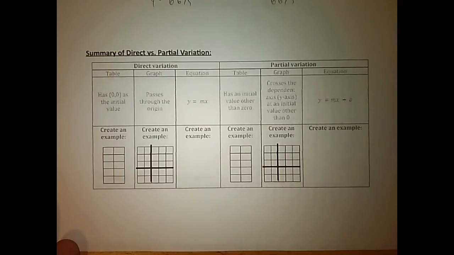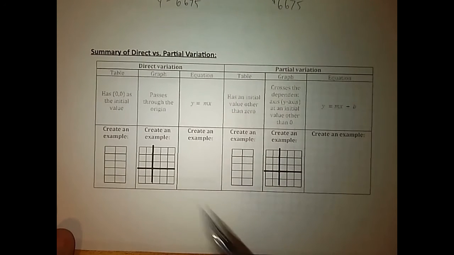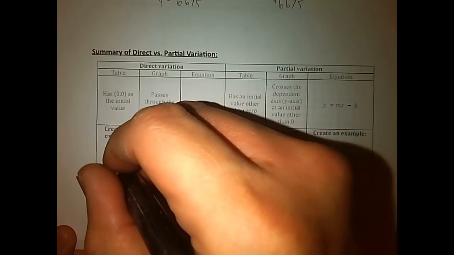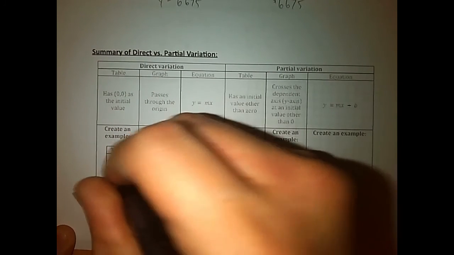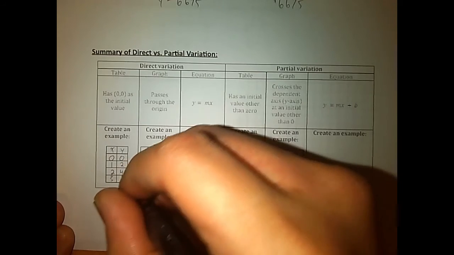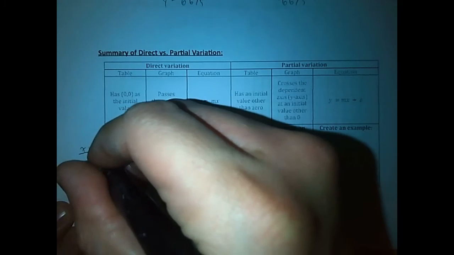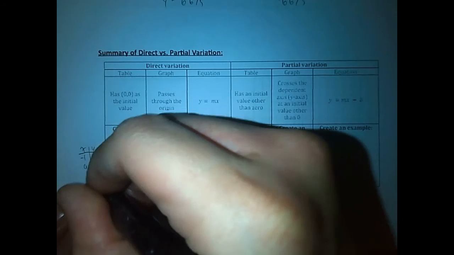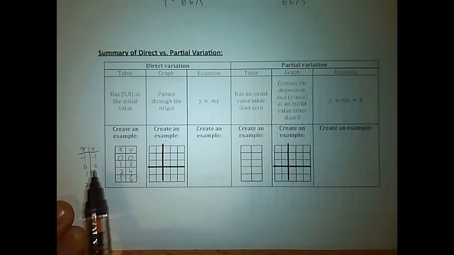So at the very bottom, I've given you just a summary of partial and direct variation. So direct variation has a table. In a table, it has 0, 0 as an initial value. So if I have x and y here, you'd have 0, 0, 1, 2, 2, 4, as long as it's going up by the same amount. 3, 6. Keep in mind, as another example, it could be -1, -1, 0, 0, 1, 1, 2, 2. So it just has to pass through the origin.